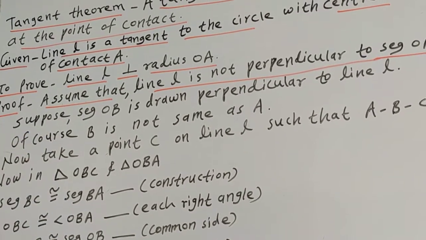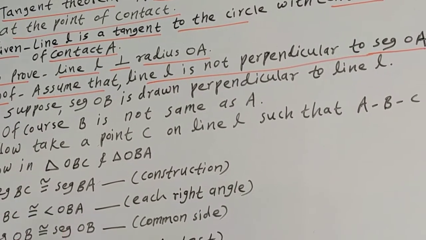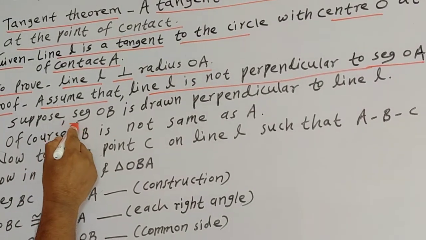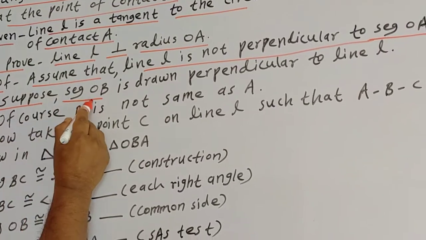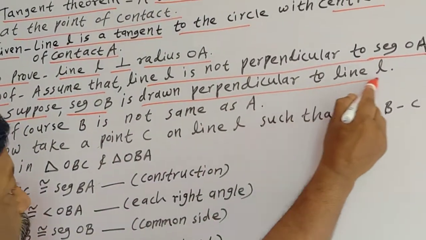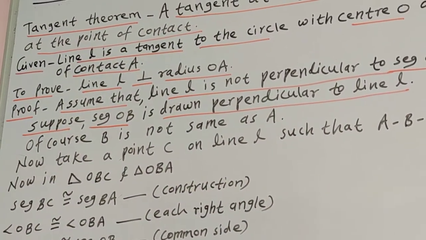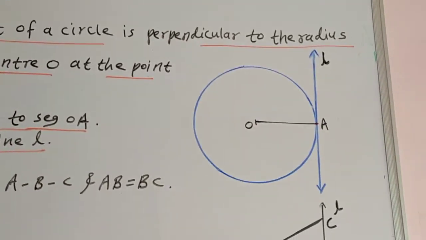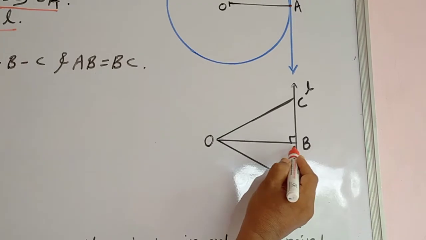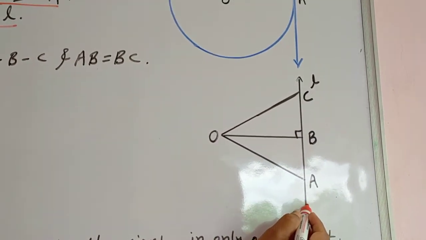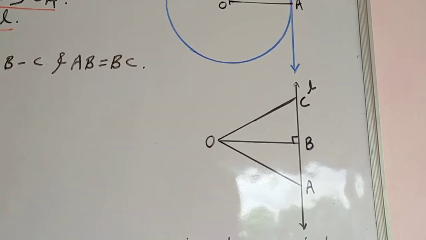Now, line L is not perpendicular to seg OA means there is another segment which is perpendicular to line L. Now suppose seg OB is drawn perpendicular to line L. If seg OA is not perpendicular to line L, then there is another segment OB which is perpendicular to line L. So we have to do a construction here.